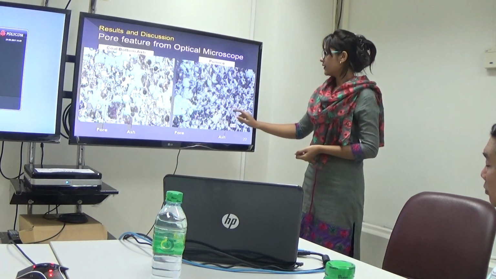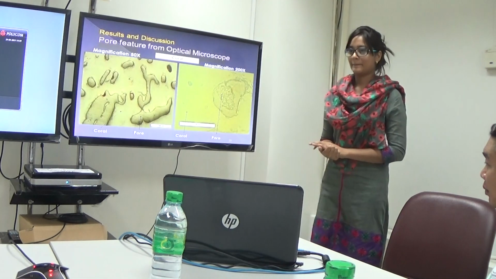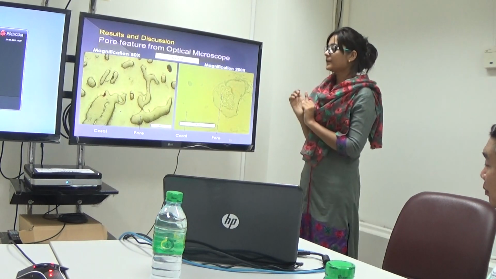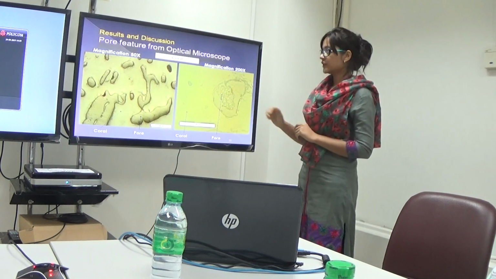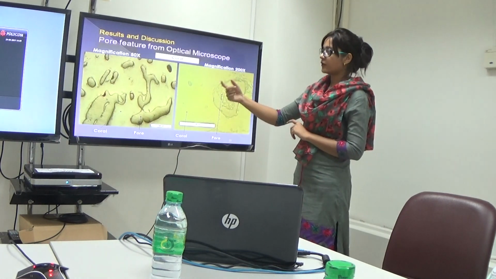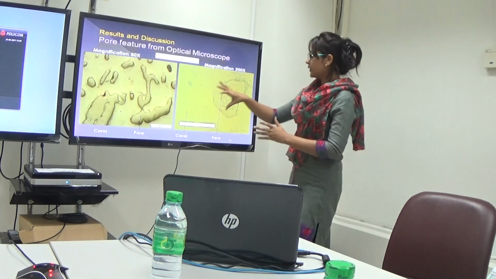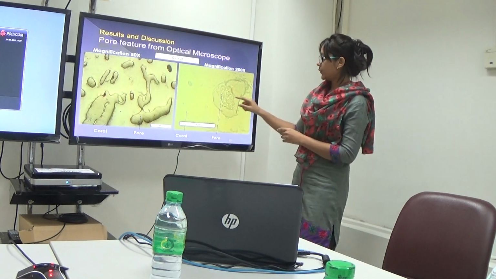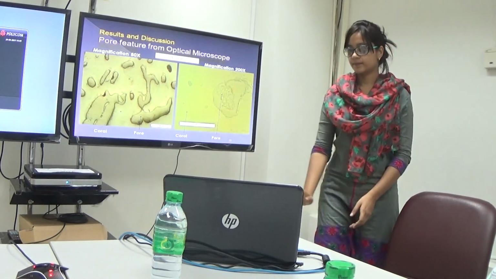And this is the pumice. This is the coral. I have already told you that coral has a big pore size. So this is at 50 micro magnification. We can see the pore is this size. When we look at a bigger magnification, we can see some small pores also in this picture.